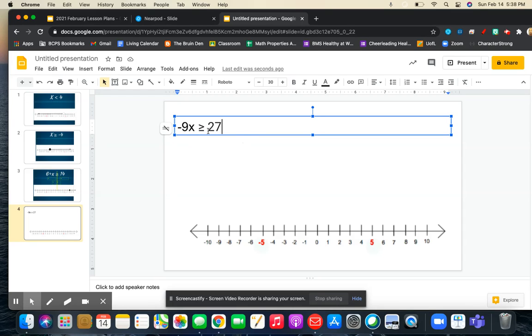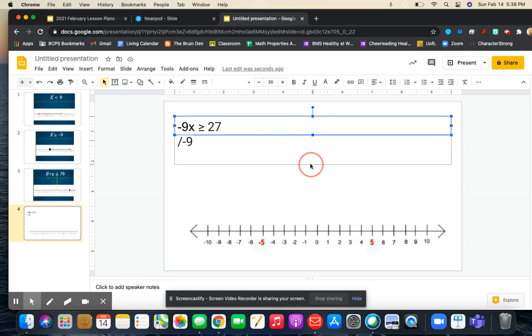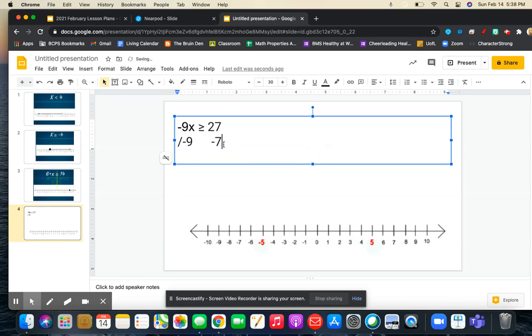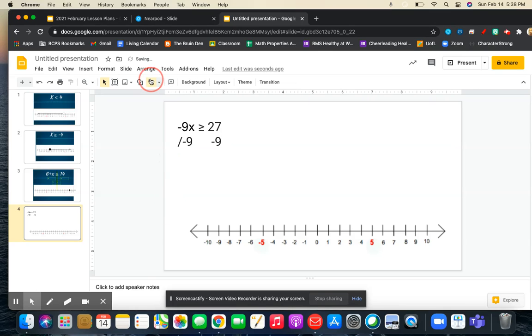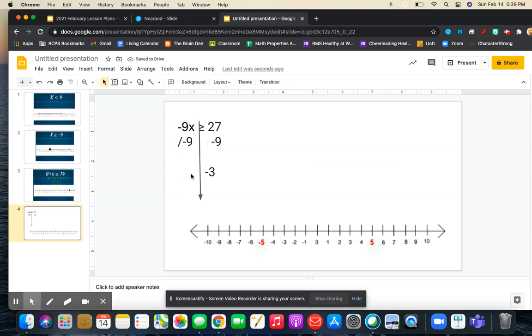So if we solve this out, to get x alone right now, we know x is being multiplied by negative 9. So we're going to need to divide both of these sides by negative 9. And in order to have our sides, we do need to draw our line down the middle. Sorry, I forgot that. All right, so this side is going to have 27 divided by negative 9 is negative 3. And this side, we are left with x.